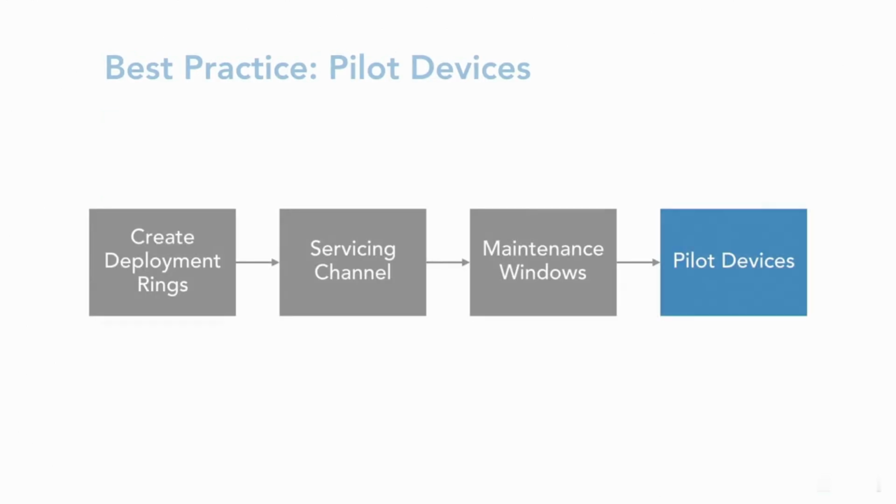Finally, you need to decide if you want to set up test devices to be used to analyze early releases of Windows 10 updates for the next round of updates. You can do this by assigning a couple of PCs to the Windows Insider channel.